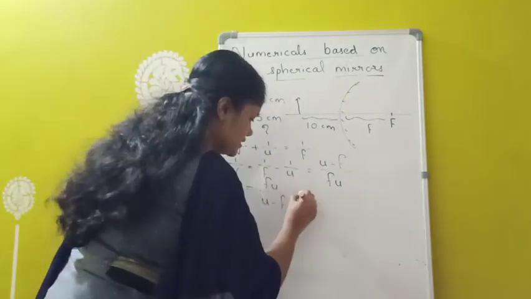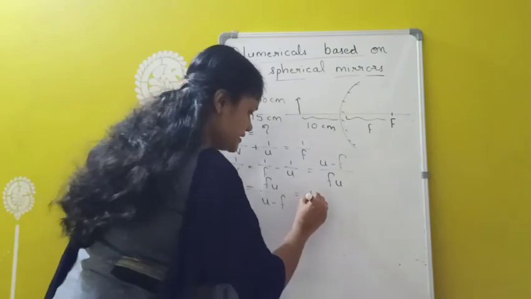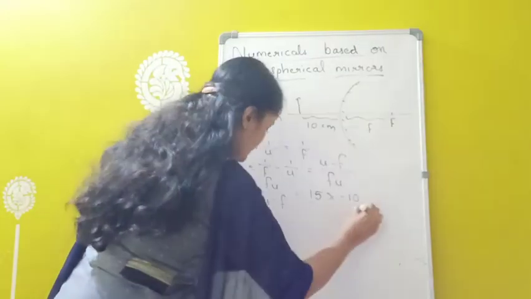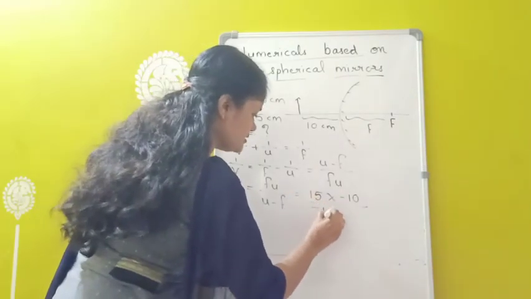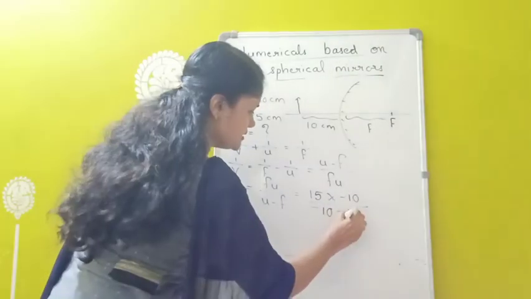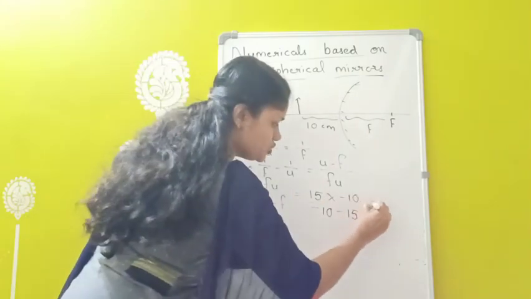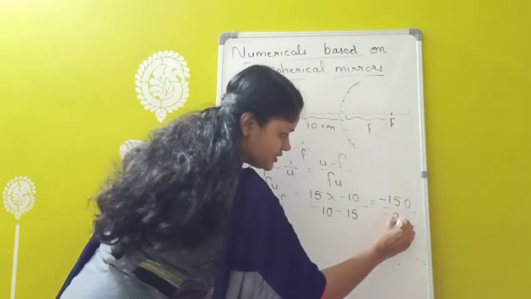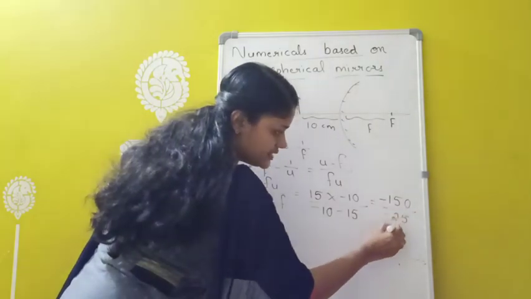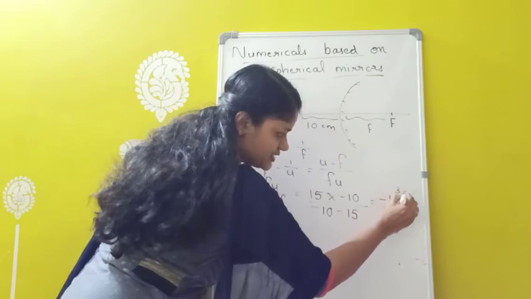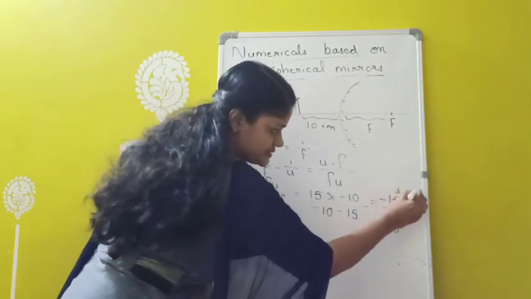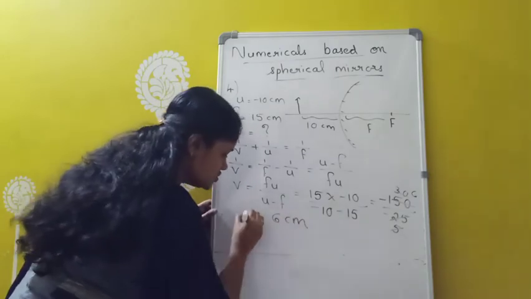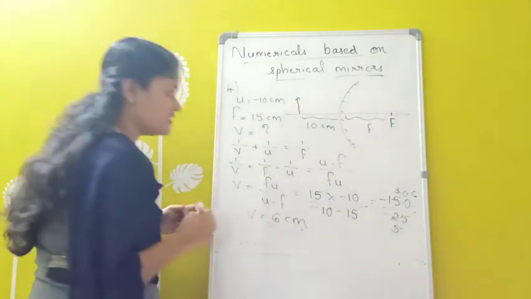Substituting, v equals f into u divided by u minus f. What is f here? 15 into u, which is minus 10, divided by again u, which is minus 10, minus f, minus 15. That is equivalent to minus 150 divided by minus 25. Cancelling with 5, 5 fives are 25, here 3 fives are minus 30. So minus 30 by 5, again 6. Minus becomes plus, so you will be getting 6 centimeter. So v equals 6 centimeters.